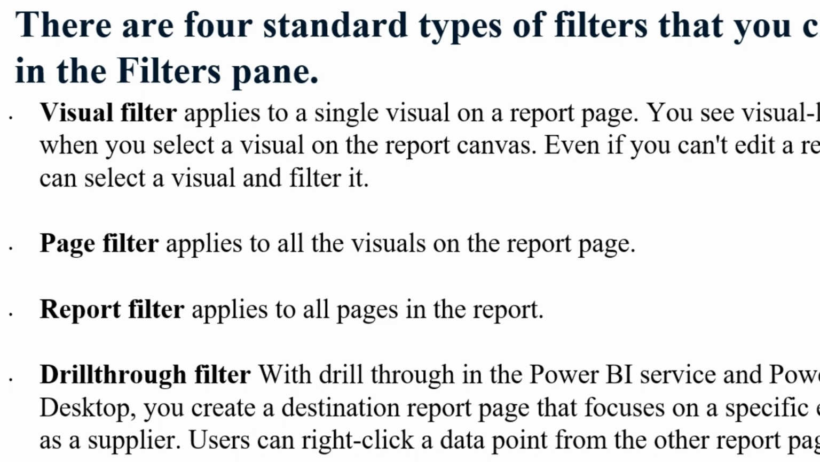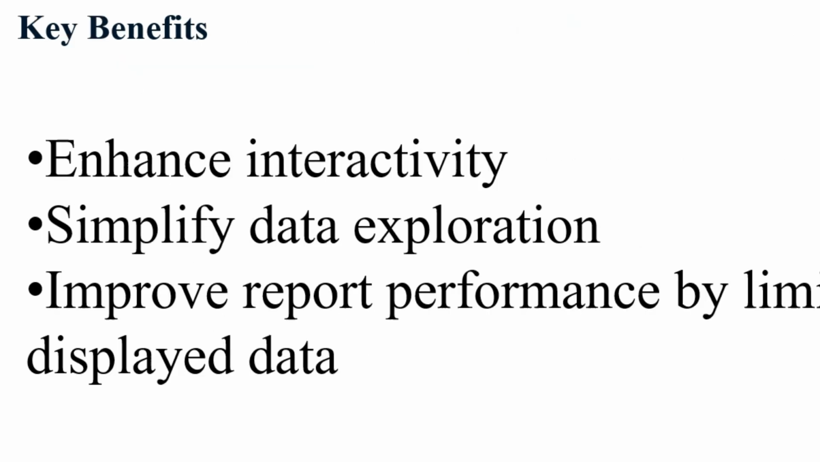So if I want to drill through to a particular distributor, a new page will show me all the information about that distributor: the sales coming in from them, the location, anything I need to know about that particular distributor, because drill through filter helps me get that specific entity. Now, what are the key benefits? It enhances interactivity, simplifies data exploration, and improves report performance by limiting the displayed data.